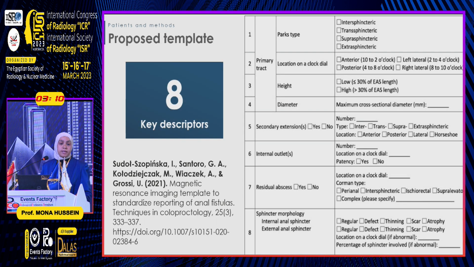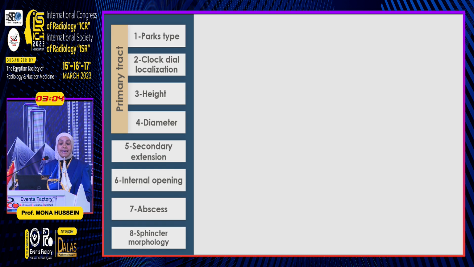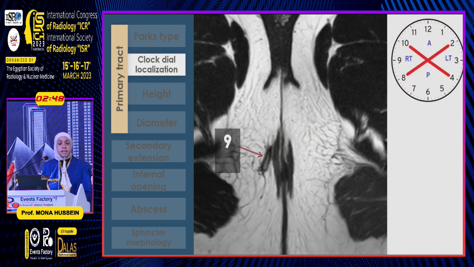This is a proposed template. It's super easy and simple, as suggested by Sudol-Szopinska et al. It's formed of 8 key descriptors. First, for the primary tract, Parks type takes into account the course of the fistula in relation to the sphincteric complex. The intersphincteric fistula is the most common, and it lies within the intersphincteric plane. Clock-face localization specifies the hour at which the fistula relates to an anatomical structure or to the sphincteric complex.